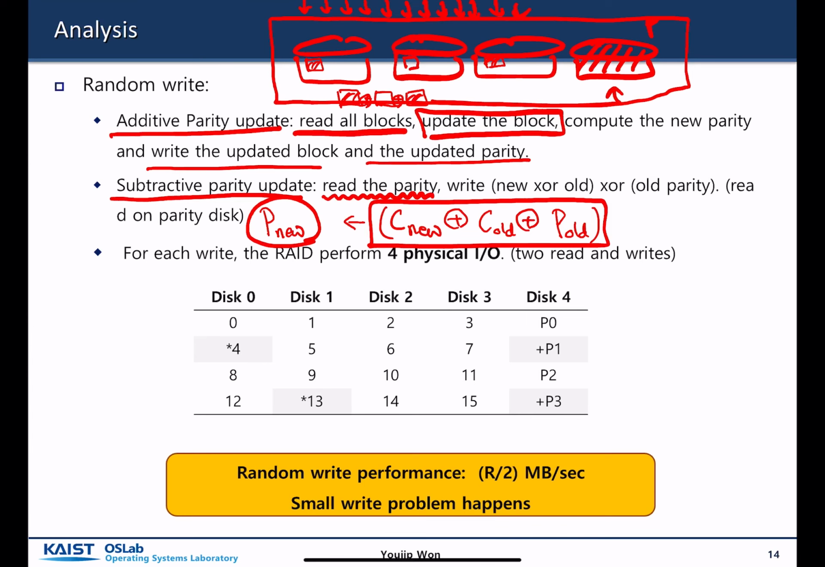So if random write performance was R, then actual random write performance in RAID level 4 corresponds to R divided by 2, because even though there are a bunch of writes coming in, the access is bottlenecked by the parity update on the parity block. For each write, it causes one read and one write. So the performance will be decreased by half. This is what you call the small write problem in RAID level 4.